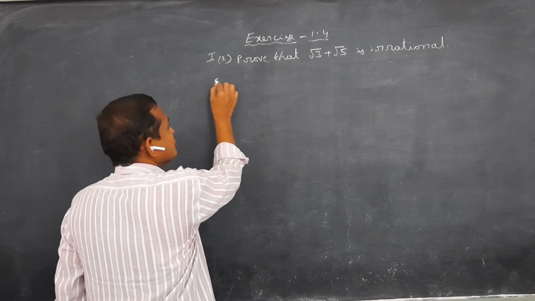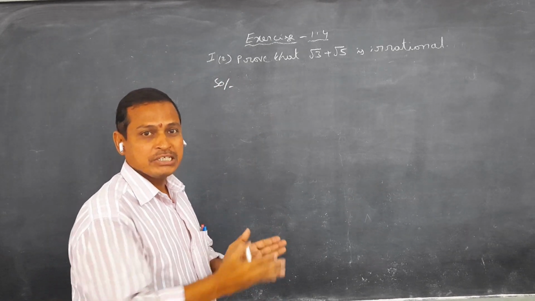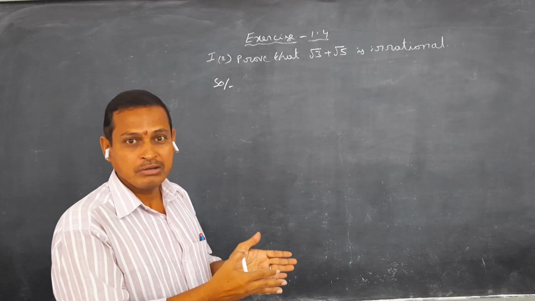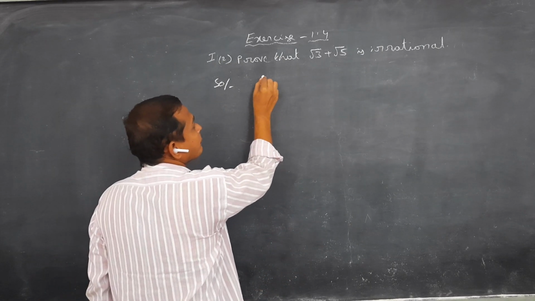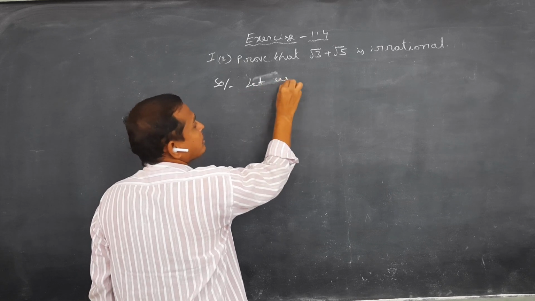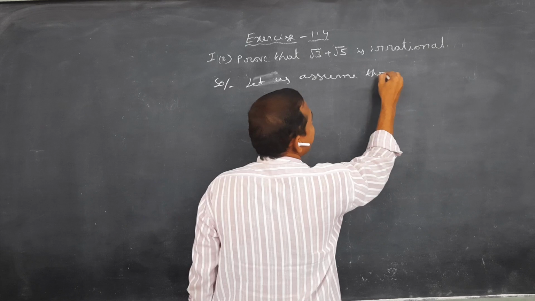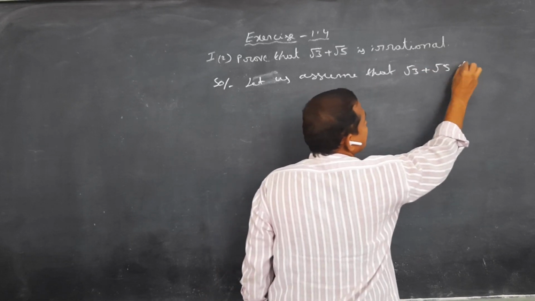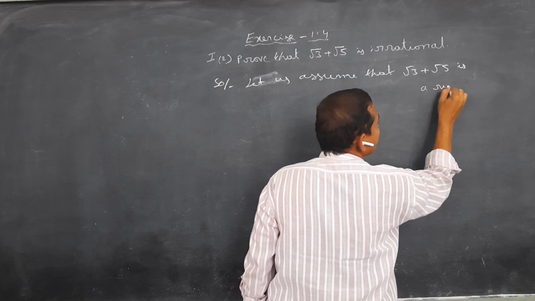So, solution. First, let us assume that the given value is a rational number. We have to convert the given value into a rational number. So let us assume that root 3 plus root 5 is a rational number.